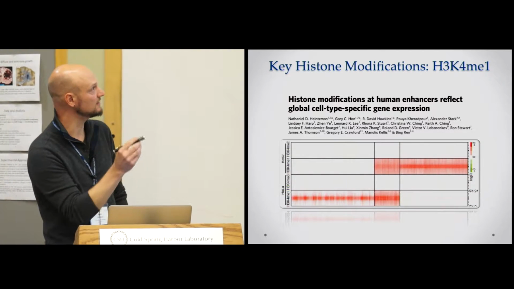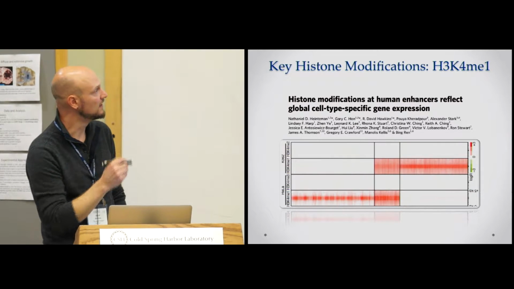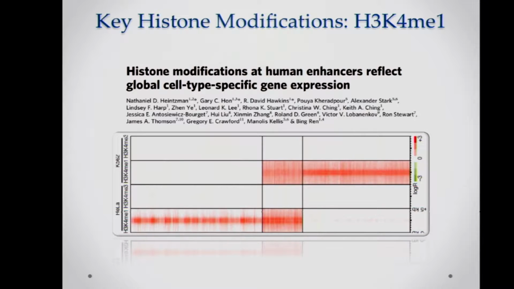And this is just that first paper from Bing's lab, the Heintzman et al. paper. This is kind of a figure flipped on its side, but this is looking at a heat map. Have you guys talked about heat maps yet in the course? So here what we've done is we've called peaks on K4 monomethylation in 2 different cell types.